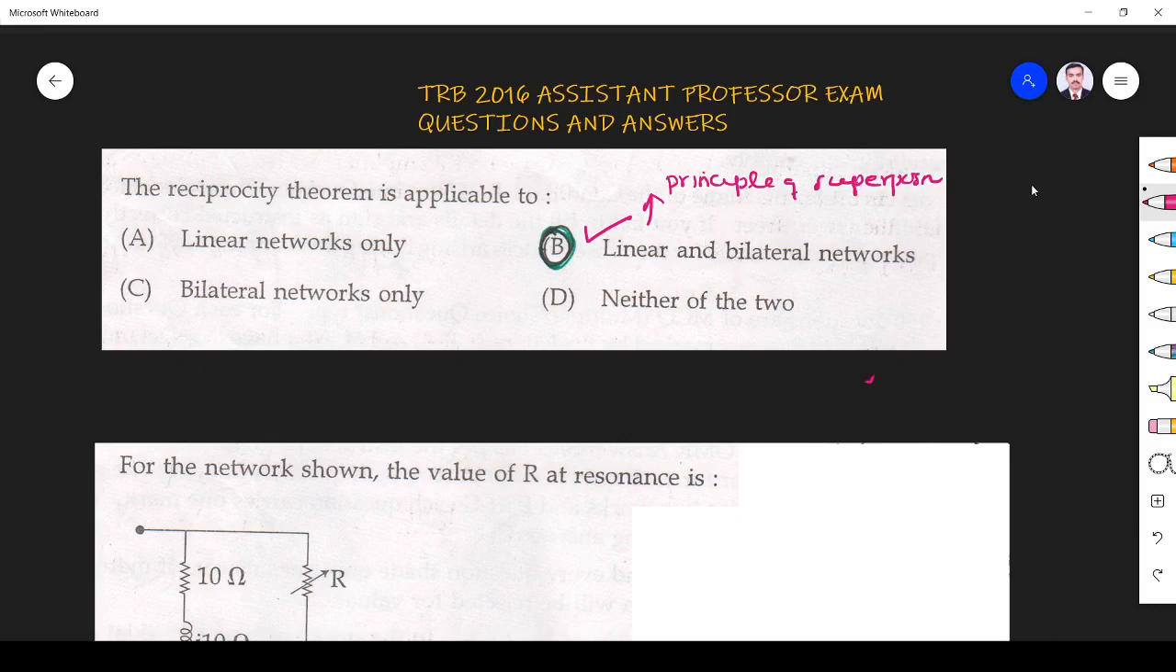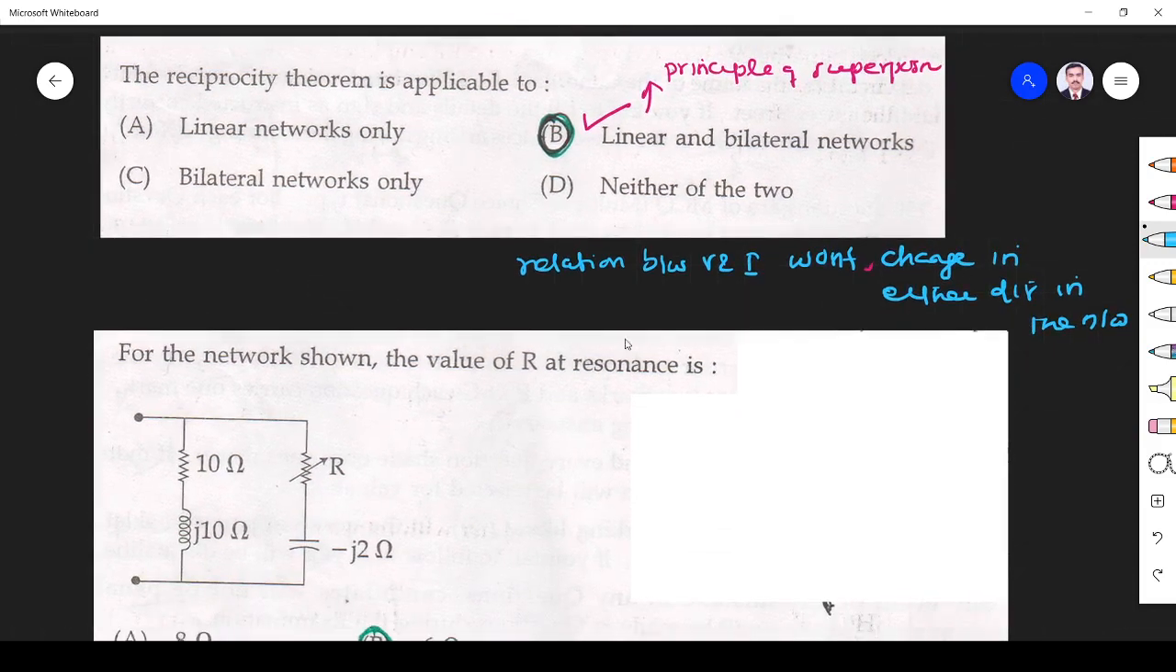A bilateral network is a network in which the relation between voltage and current will not change in either direction in the network. So when you measure voltage and current from the input side or output side, the relation won't change. So that network is called a bilateral network. So the reciprocity theorem is applicable to linear and bilateral networks only.